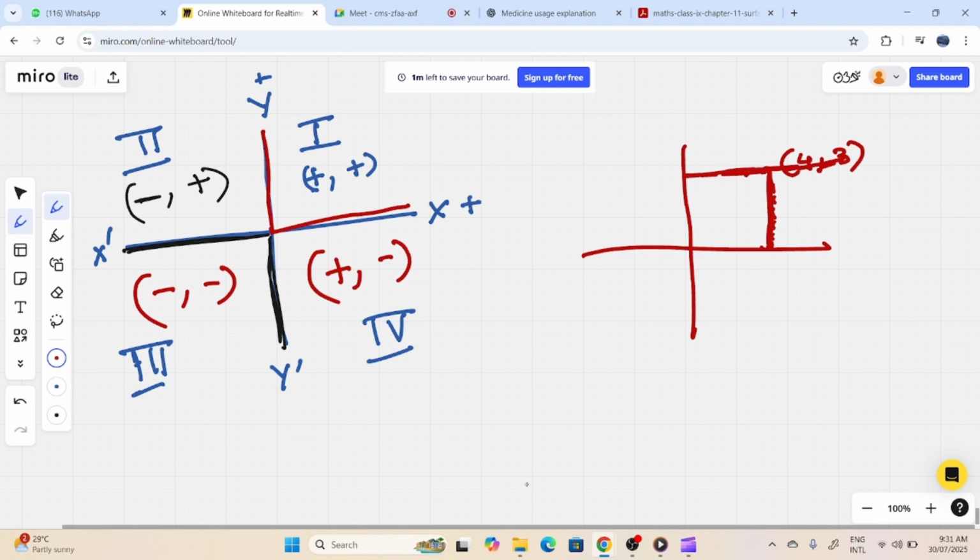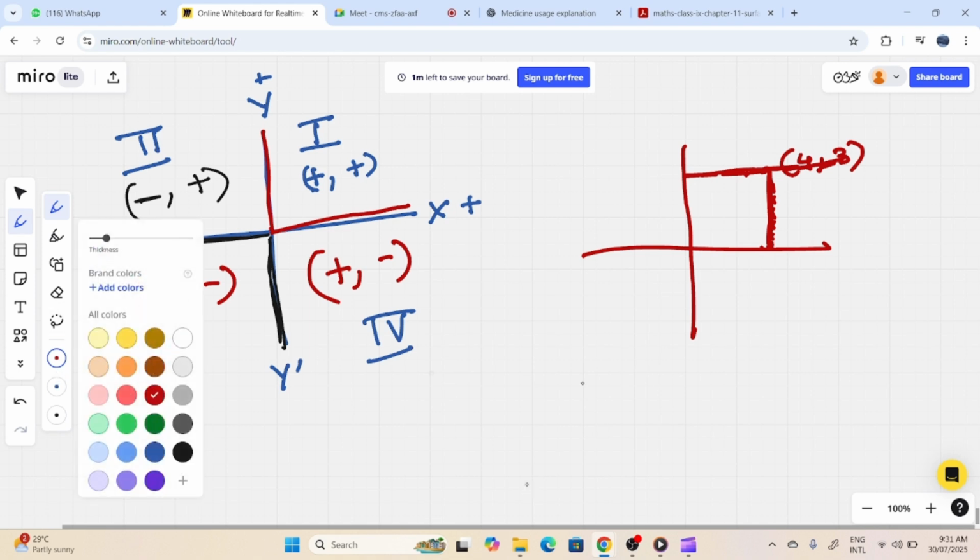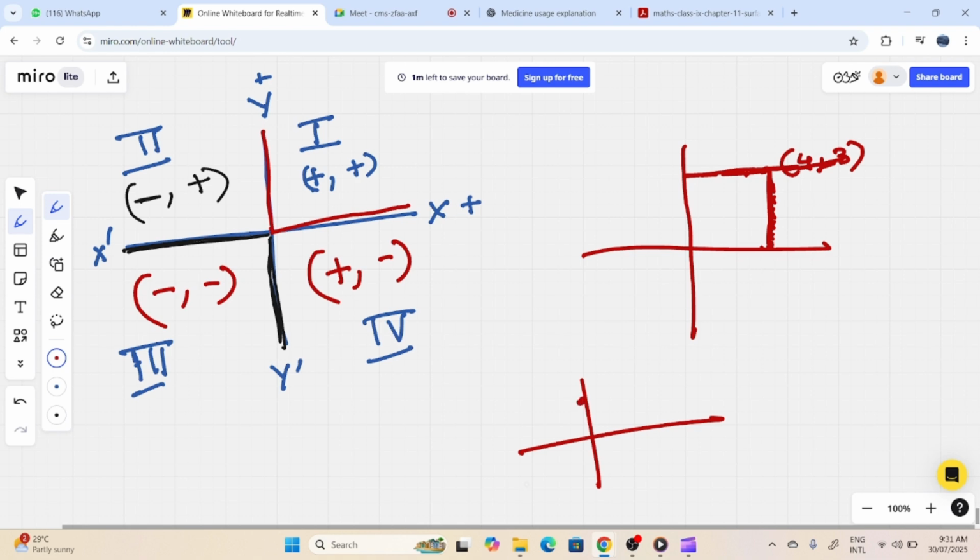Abscissa of every point. Now just remember this, if your point is lying on y-axis, what is x for this particular point? It is 0. When any point lies on y-axis, x is 0, and when any point lies on x-axis, y is 0. That you have to remember.